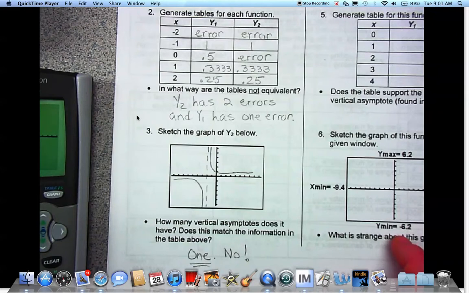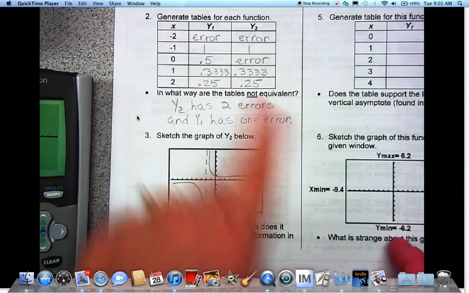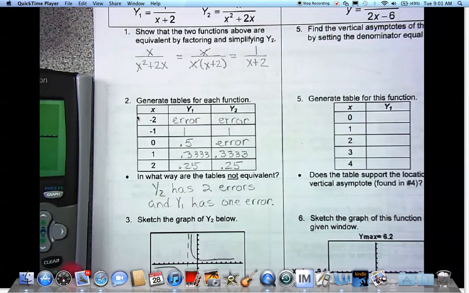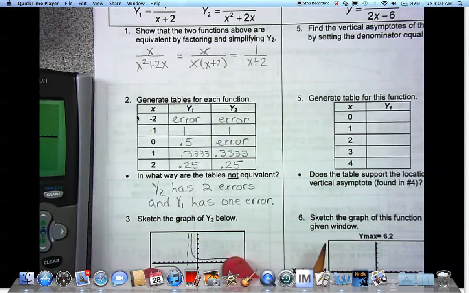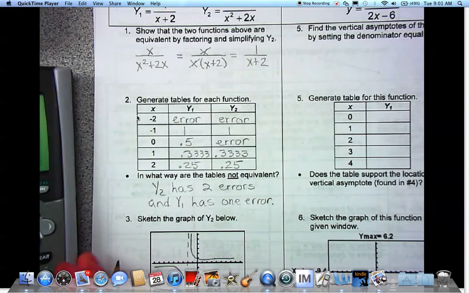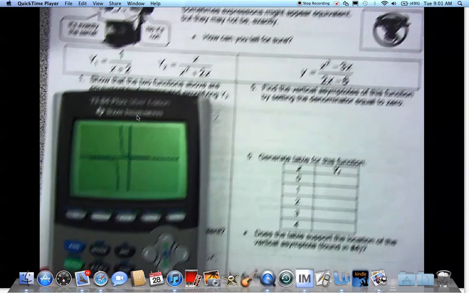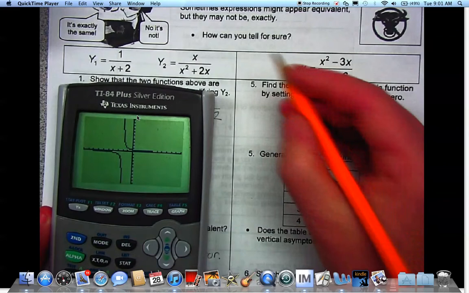No, because the horizontal asymptote doesn't show up on the table. Oh, okay. Horizontal asymptote is where y is... It's a little different. It's when x gets really large. Okay, now number 5, or actually this is supposed to be 4.